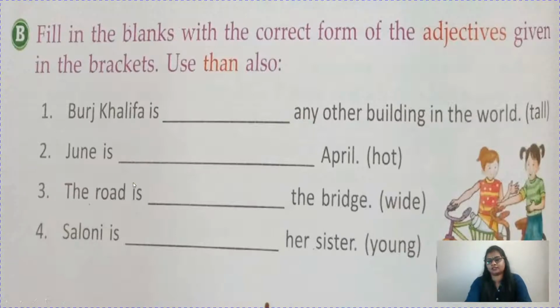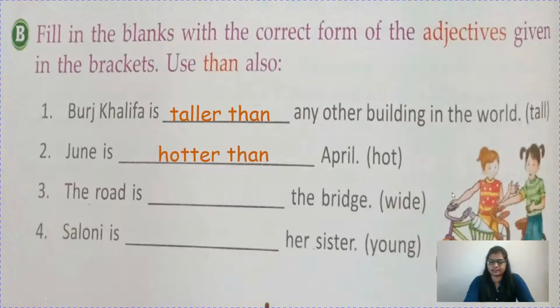So let us start. Burj Khalifa is dash than any other building in the world. See, there is a comparison between Burj Khalifa and any other building. So when we compare 2 people, places, animals or things, we use the comparative degree. So simply you will write the comparative degree of tall, taller, and you have to write than. So Burj Khalifa is taller than any other building in the world. Now June is dash April. From hot it will become hotter and you have to add than. So June is hotter than April.